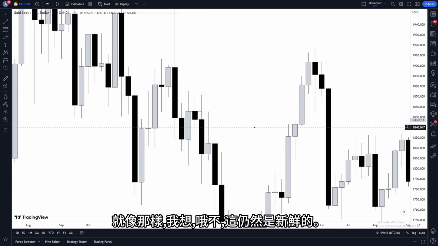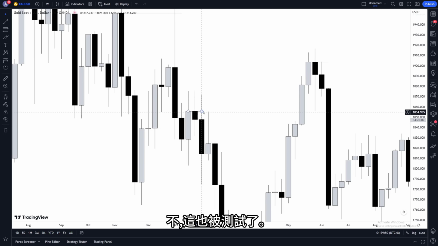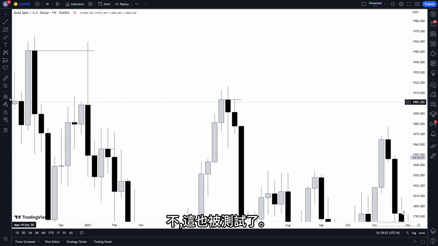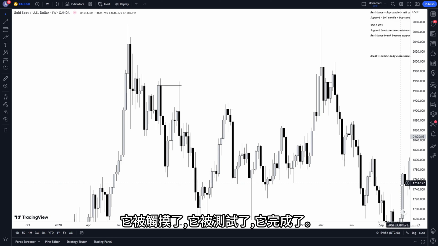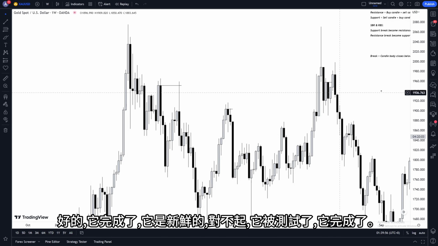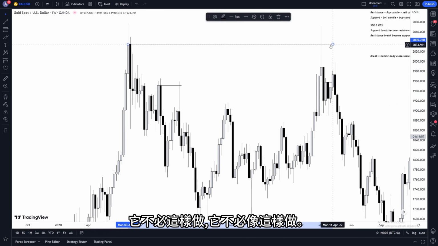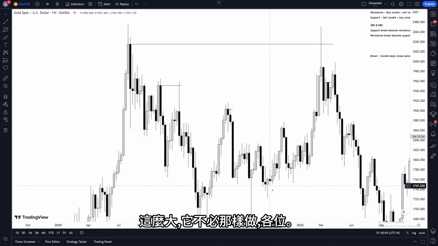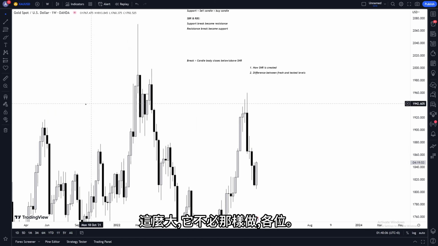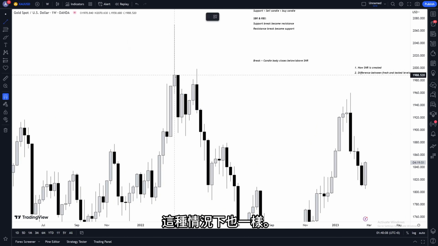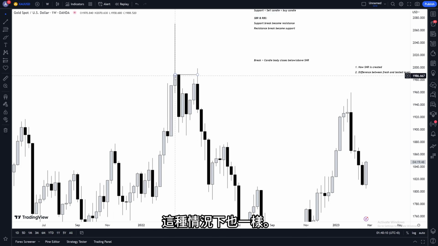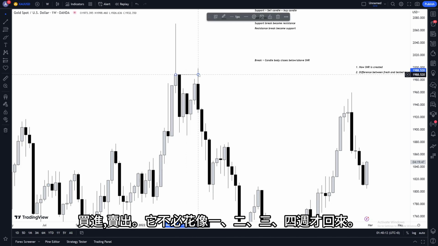Just like that, I thought, oh no, this is still fresh. Nah, this is tested too. It's touched, it's tested, it's done. It doesn't have to do like this, such a huge gap. It does not have to do that, guys. Same thing in this case. Buy, sell. It does not have to take one, two, three, four weeks to come back.